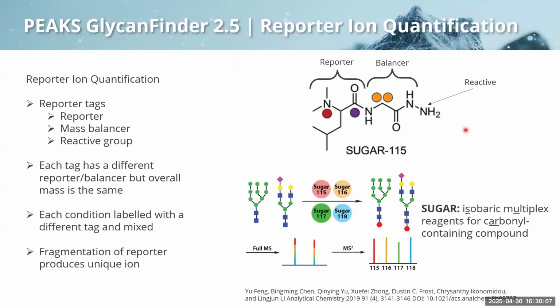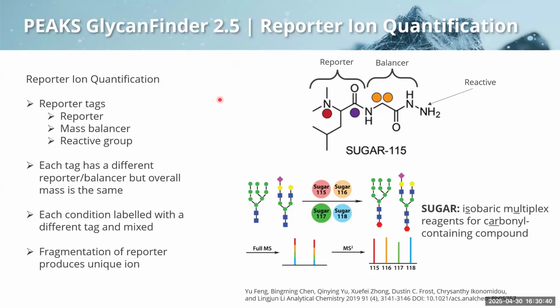Now to talk about reporter ion quantification a little bit. So I'm going to use some published data to illustrate how Peak's GlycanFinder handles reporter ion quantification of released glycans. So the Lee lab developed these SUGAR reagents. SUGAR in this case stands for isobaric multiplex reagents for carbonyl containing compound. And they're essentially a reporter tag for glycans.